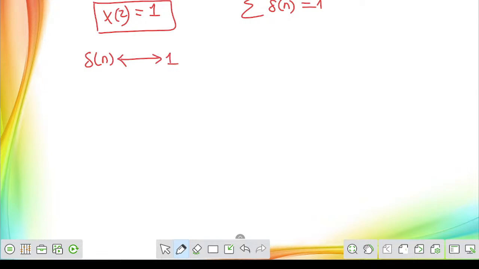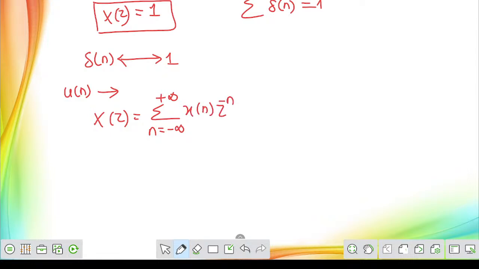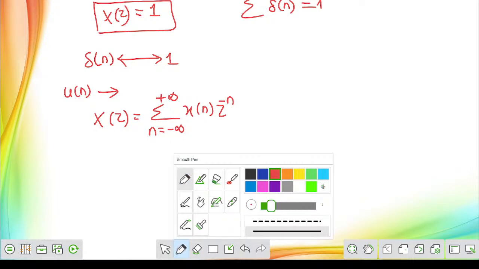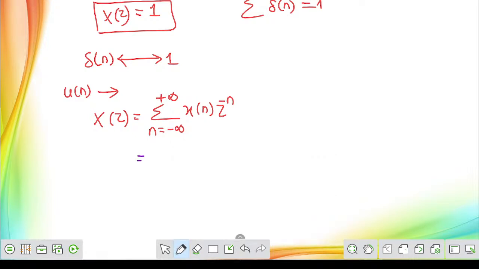Del of n, its corresponding Z transform is going to be 1. In a similar fashion, suppose you have a signal u of n. How should I find the Z transform? Let us see. I will take one more example. X of Z equals summation n equal to minus infinity to plus infinity. Write down the formula, register it in your mind.